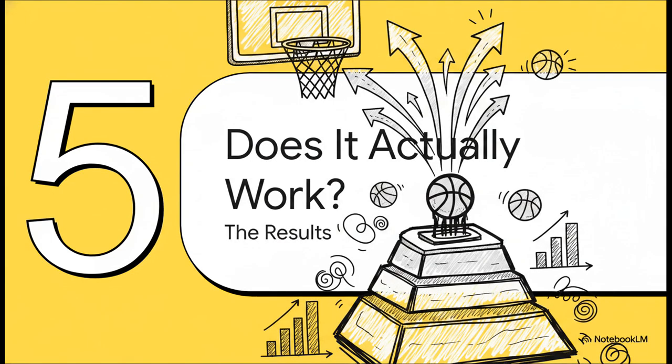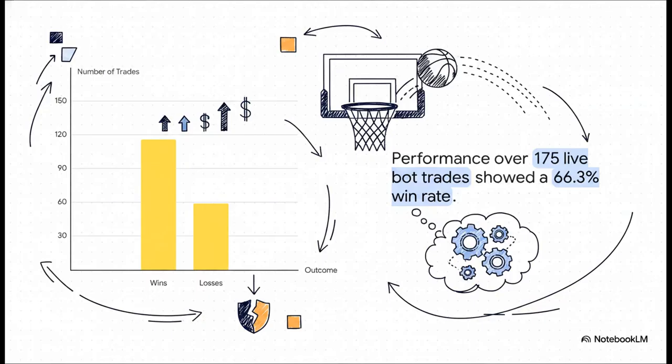So, that's all the theory. The big question is, does any of this actually work in the real world? Well, let's take a look at the numbers. An automated trading bot using these signals made 175 live trades. The result? A 66.3% win rate. That breaks down to 116 wins and only 59 losses.